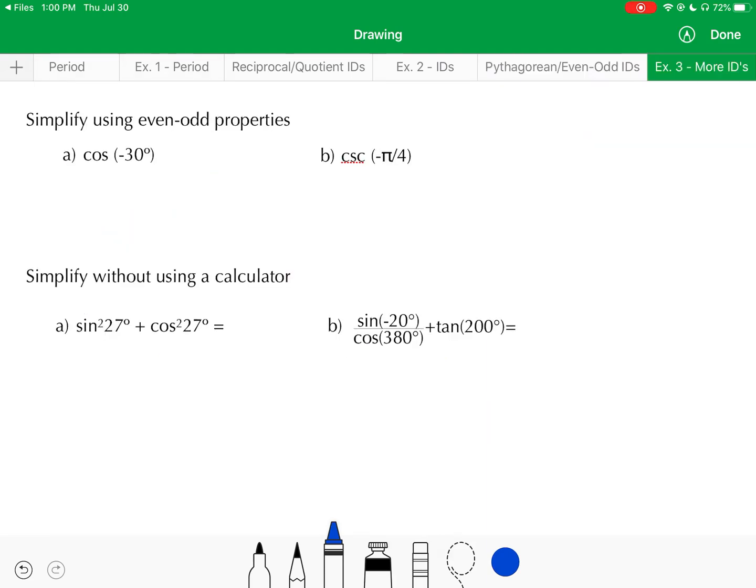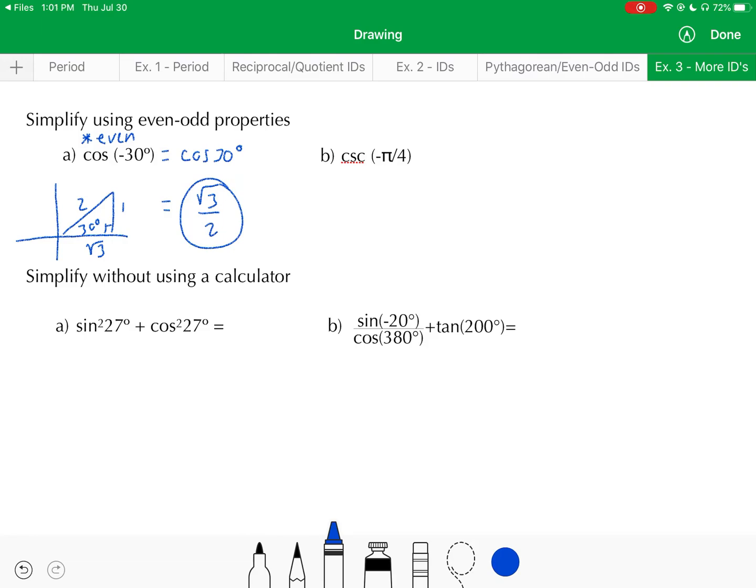Simplify using even and odd properties, okay? Well, the cosine function, we just said, is an even function, which means that cosine of negative 30 degrees is equivalent to cosine of positive 30 degrees. And that's equivalent to radical 3 over 2. Okay, again, the unit circle could yield that for you, or draw out a 30-degree reference angle, 1, radical 3, 2. Cosine is, of course, x over r.